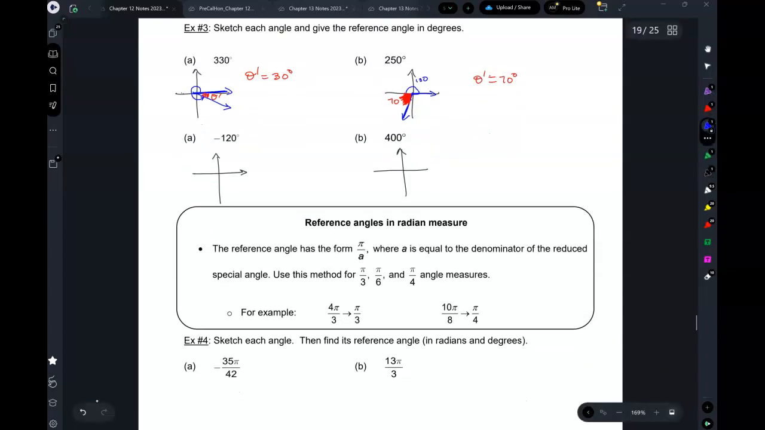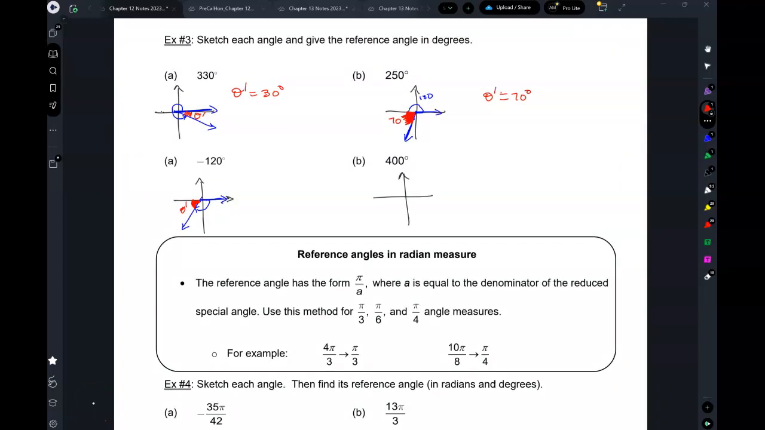Okay. So here, negative 120. This time we're going to go in the clockwise direction. So negative 90, negative 120. Now, again, always draw where the reference angle is. It's between the terminal side and the nearest x-axis. That's where it is. That's theta prime. Okay?